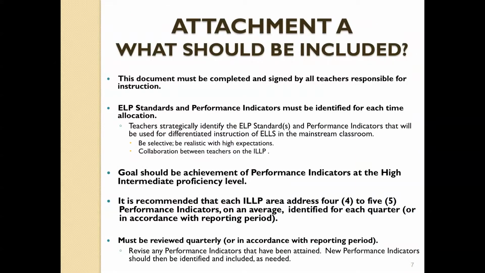Let's take a look at what should be included in Attachment A. This document must be completed and signed by all teachers responsible for instruction. ELP standards and performance indicators must be identified for each time allocation. The goal should be achievement of performance indicators at the high intermediate proficiency level. It is recommended that each ILLP area address 4 to 5 performance indicators on an average, identified for each quarter. And the ILLP must be reviewed quarterly.